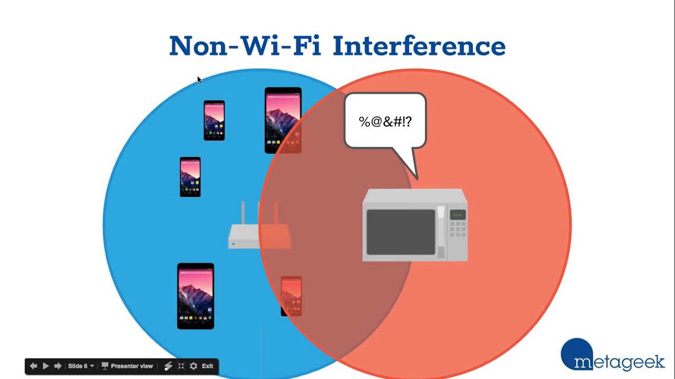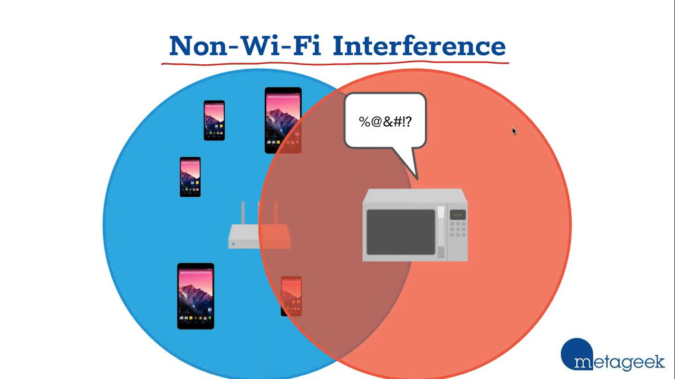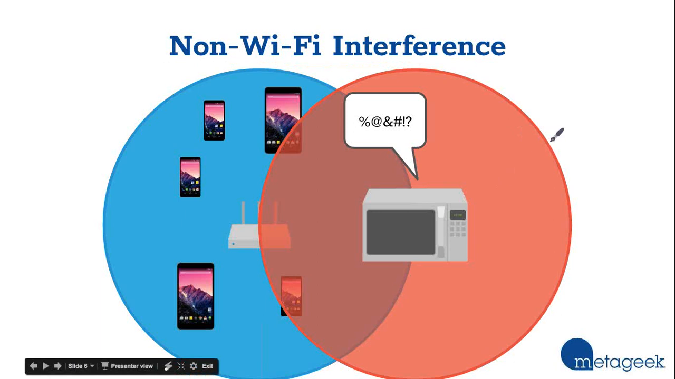We've also got to think about non-Wi-Fi interference as well. Non-Wi-Fi interference can come from just about anything that's in either the 2.4 or the 5 gigahertz band. That means cordless phones, wireless video cameras, microwave ovens, baby monitors, they all use the same frequencies. They all use the same channels as Wi-Fi, the same frequency bands, and so they can potentially cause interference for a wireless device. So let's take a look at what that might look like.